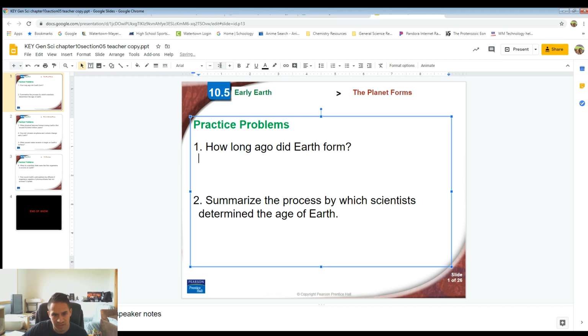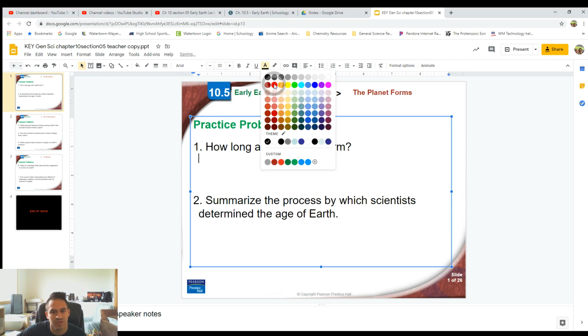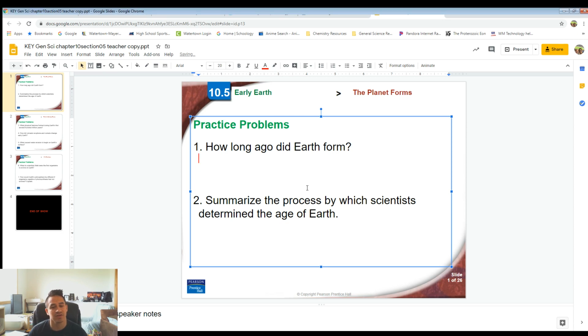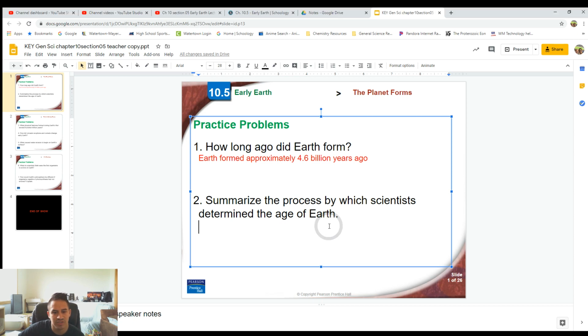So, this I think was mentioned in the notes, but at least scientists believe that Earth is approximately 4.6 billion years old. So we can say that Earth formed approximately 4.6 billion years ago. All right, number 2, summarize the process by which scientists determined the age of the Earth.